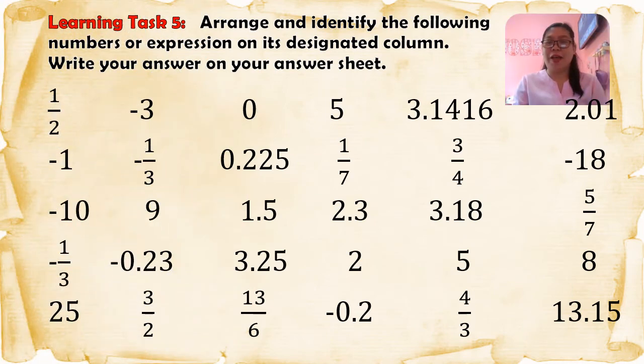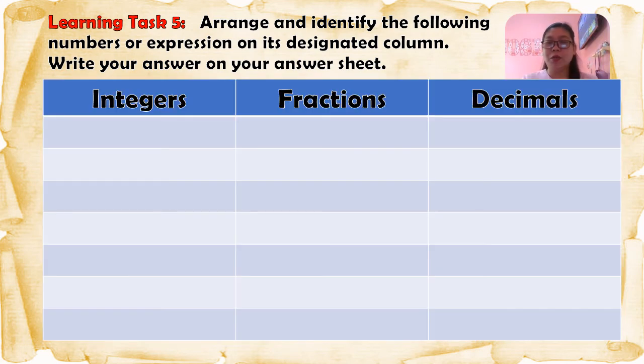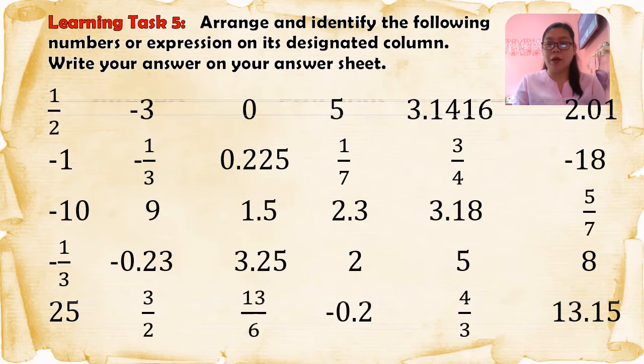Learning Task 5. Arrange and identify the following numbers or expressions on the designated column. Write your answer on your answer sheet. On your answer sheet, you will find this column. First column for integers, second fractions, and the last column decimals. Use that table or columns in writing your answers. You may pause the video if you need more time in answering.